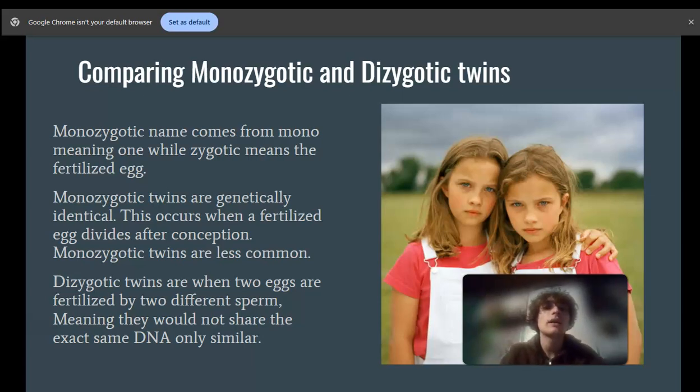Comparing monozygotic and dizygotic twins. The monozygotic name comes from mono meaning one, while zygotic means a fertilized egg. Monozygotic twins are genetically identical. This occurs when a fertilized egg divides after conception. Monozygotic twins are less common. Dizygotic twins are when two eggs are fertilized by two different sperm, meaning they would not share the same exact DNA, only similar.